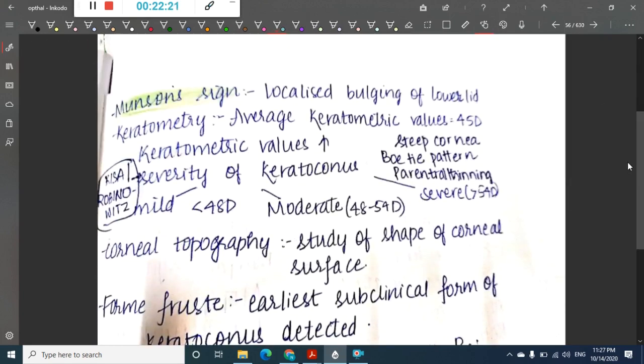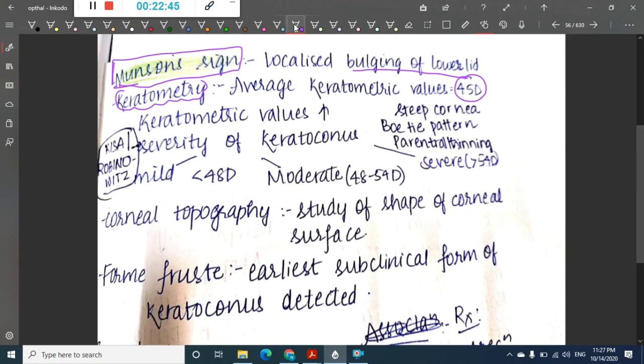Then, if you see the other signs, one more sign which is present here is Munson's sign. Munson's sign is the localized bulging of the lower lid. Okay, localized bulging of the lower lid is called Munson's sign. Then if you do keratometry for the cornea, you will find it to be 45 diopters. On average, keratometric values are 45 diopters.